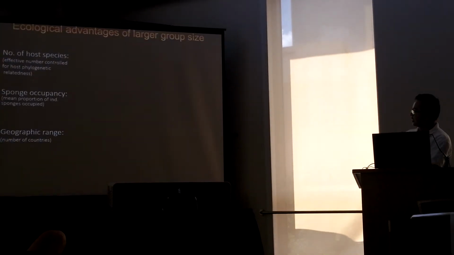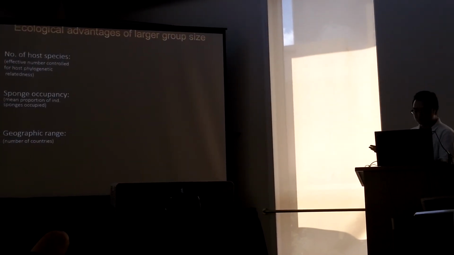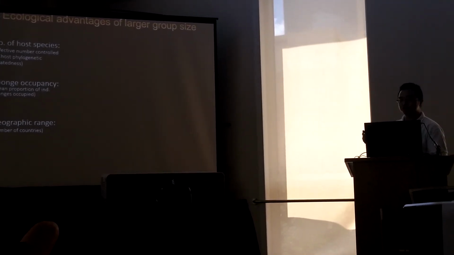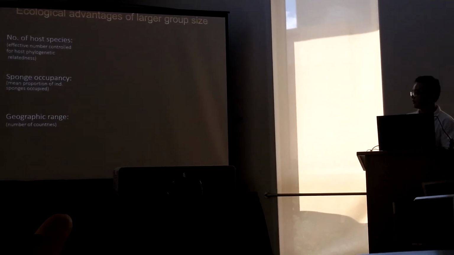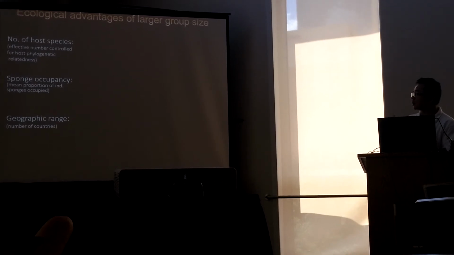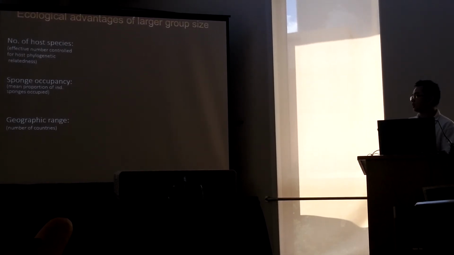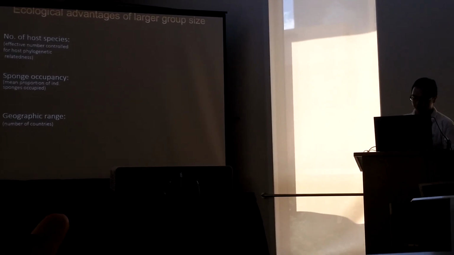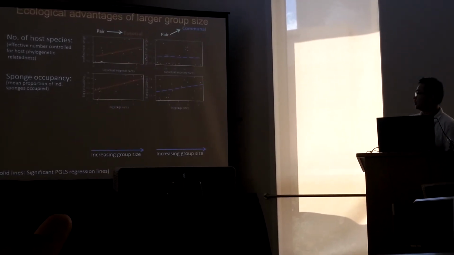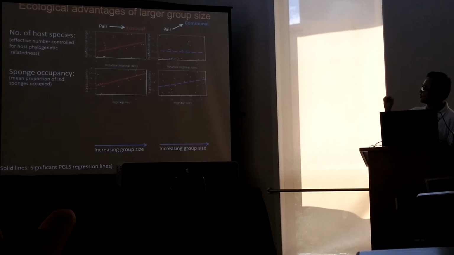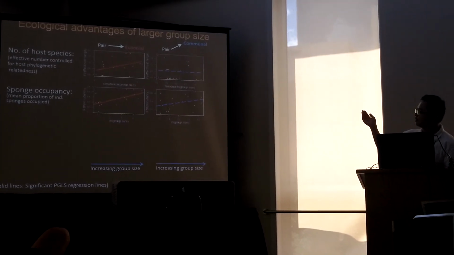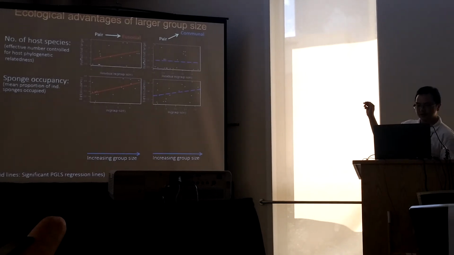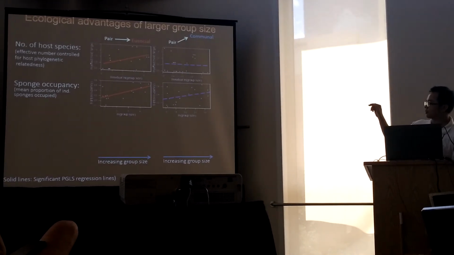So we look at 3 ecological variables. First is the number of sponge host species each shrimp species uses. Second is the sponge occupancy, which is the proportion of individual sponges occupied, and also the geographical range. So first of all, when pair-forming species transition into eusocial species, we see that they use a greater number of host sponge species, and also they use more of those sponges.